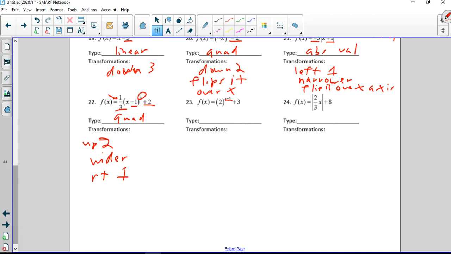We have a number raised to an exponent, which means it's an exponential function. Since this is bigger than 1, it's technically growth. If that was a fraction less than 1, it would be decay. So the -3 up top is kind of like being in parentheses, so it's the opposite of what you think. It's going to move it right 3. And this +3 is going to move it up 3.